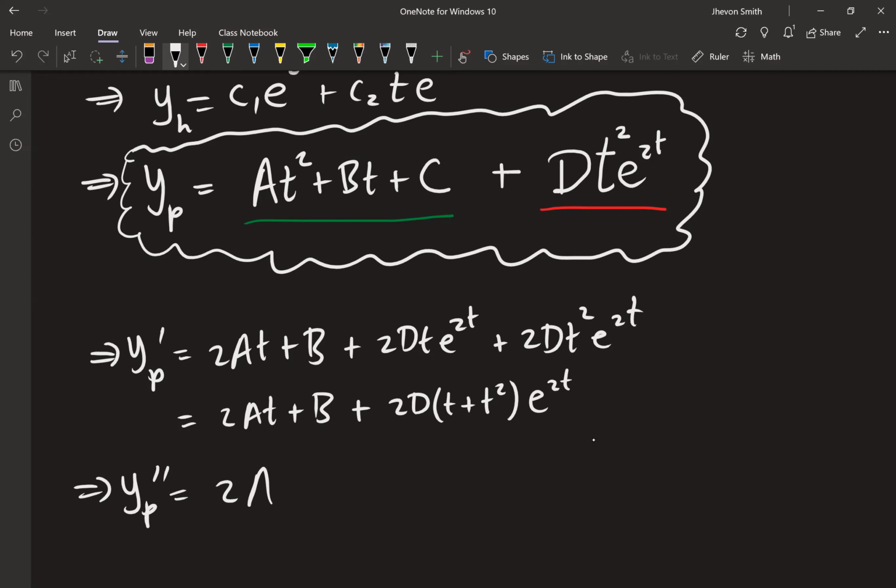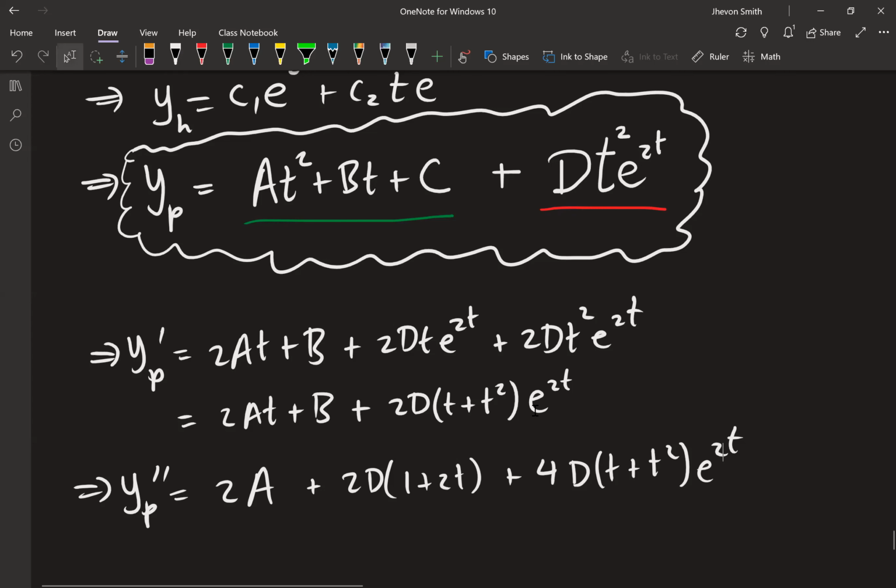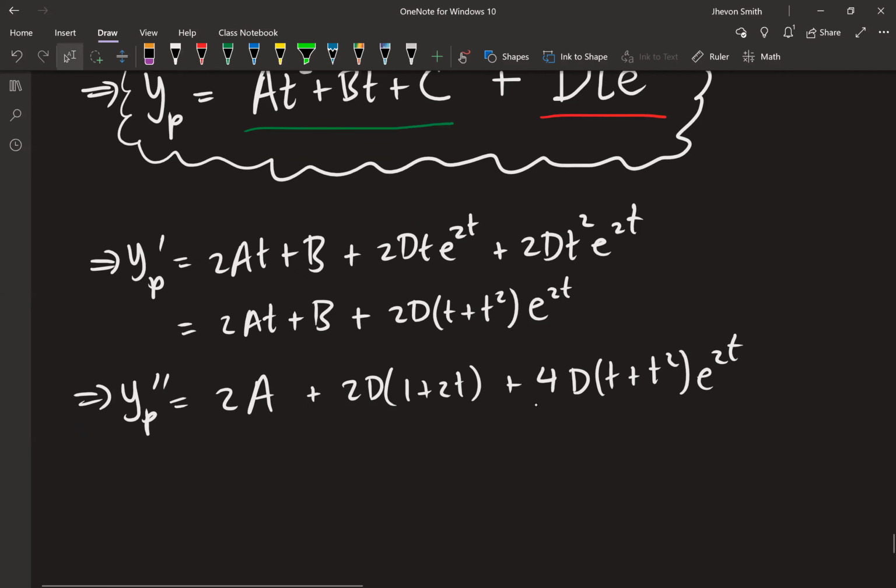So that now becomes 2a. Derivative of b is just 0 because b is a constant. And then I'm going to differentiate the polynomial part, plus, and now I'm going to differentiate the exponential part. And once again, let's just group these guys here.